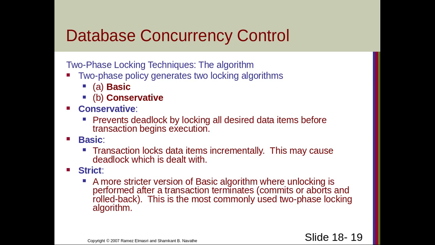In strict mode, a more stringent version of the basic algorithm, unlocking is performed after a transaction terminates, either commit or abort. That means it is a basic algorithm: it is locking data items as and when they are needed, but it is unlocking them only after a transaction terminates. This is the most commonly used two-phase locking algorithm.